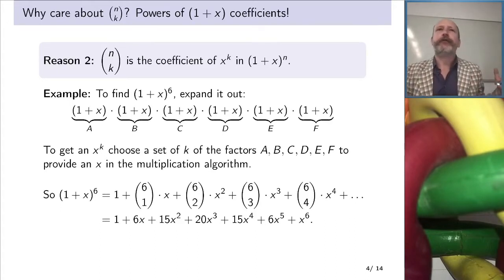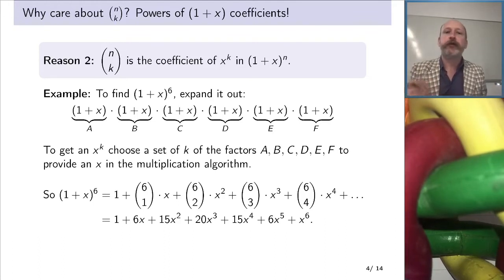expanding out (1 + x) to the 6th. And I've got 6 factors, 6 (1 + x) factors. And I could think of them as being A, B, C, D, E, and F. So now, if I want to get an x cubed, I need 3 of those factors to give me an x, and the other 3 to give me a 1.